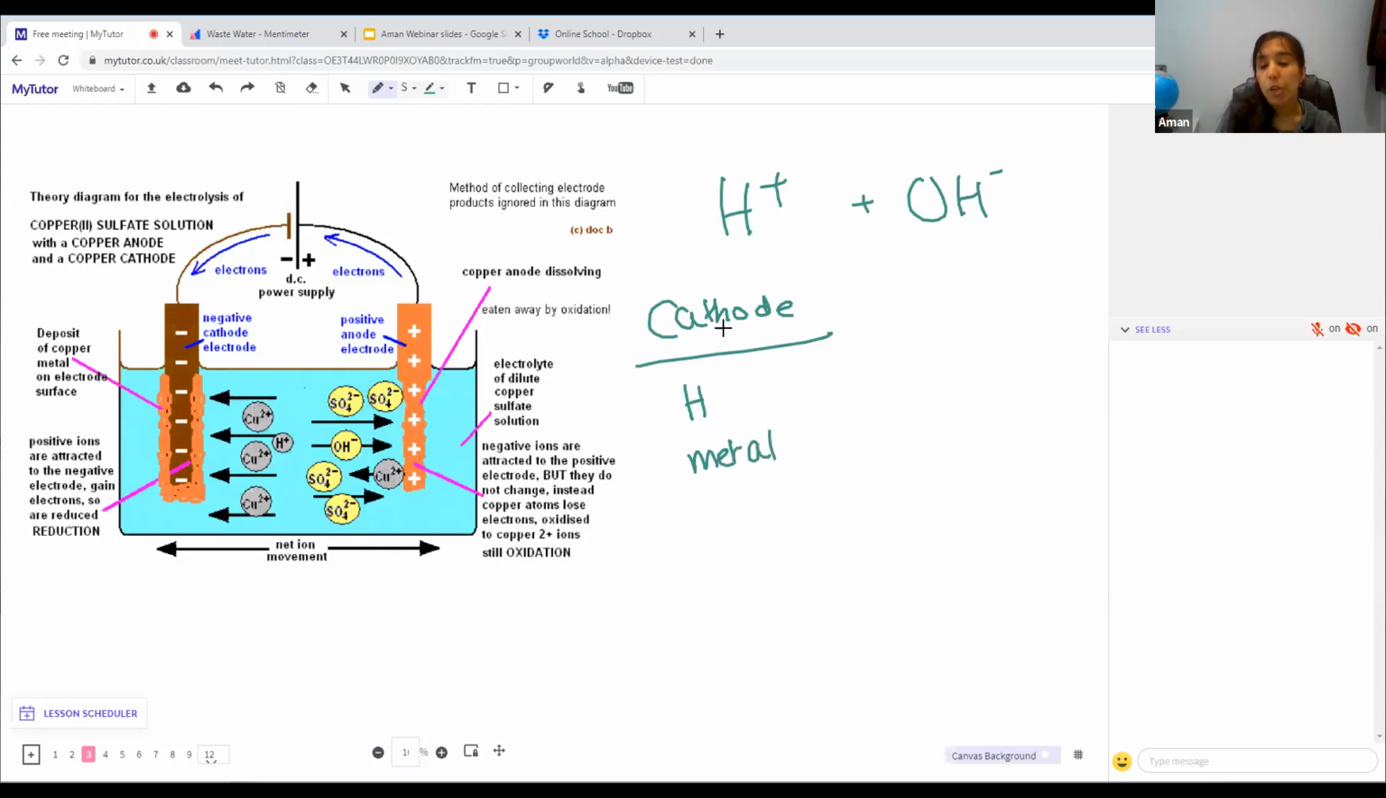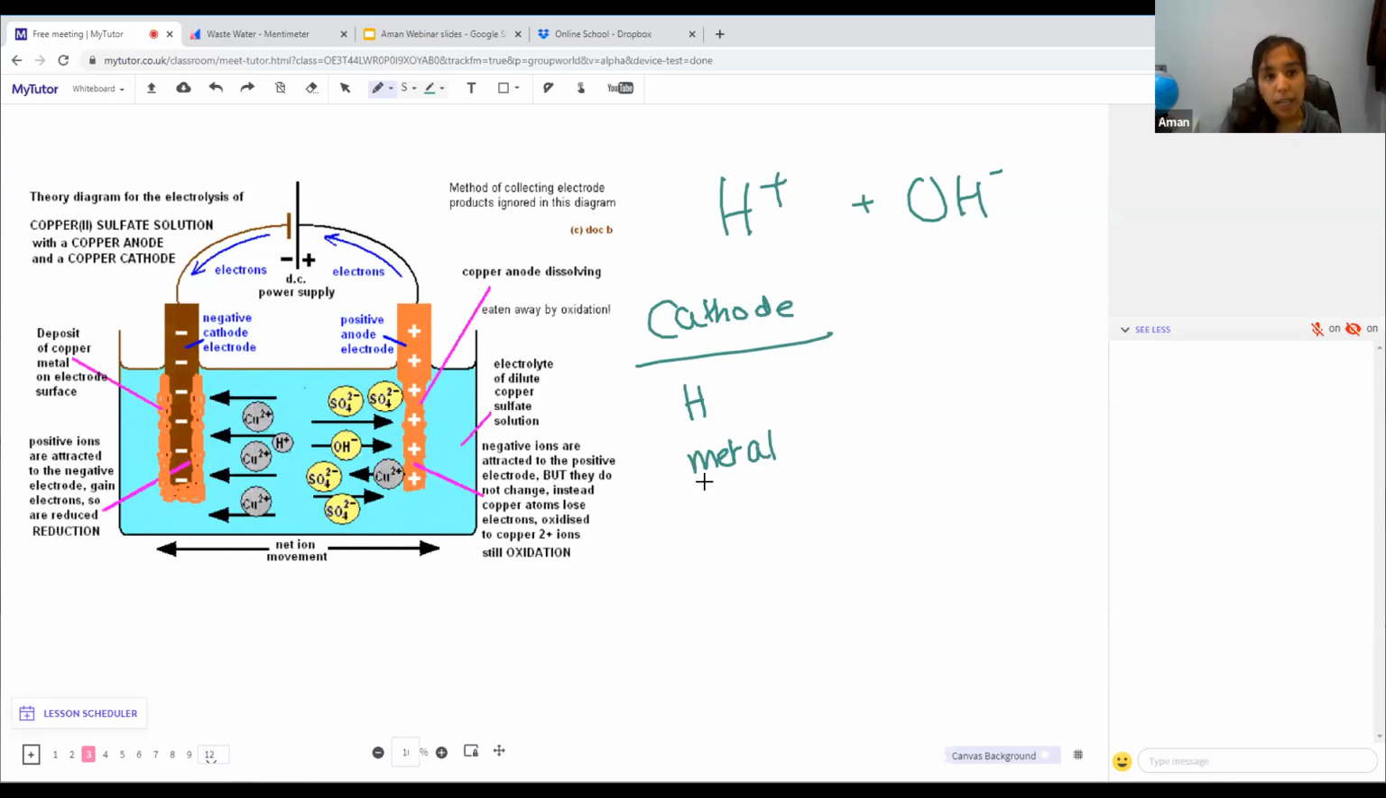And the way we know which one is produced is by looking at the reactivity series. And the general rule is that if a metal is more reactive than hydrogen, then hydrogen is produced at the cathode. If a metal is less reactive than hydrogen, then the metal is produced at the cathode. As it so happens, in the reactivity series, copper is less reactive than hydrogen. So what happens is copper is produced at the cathode.